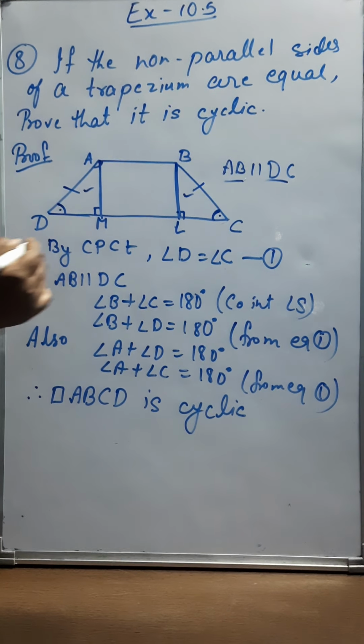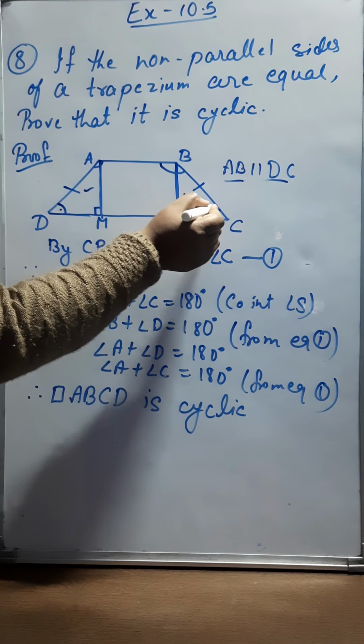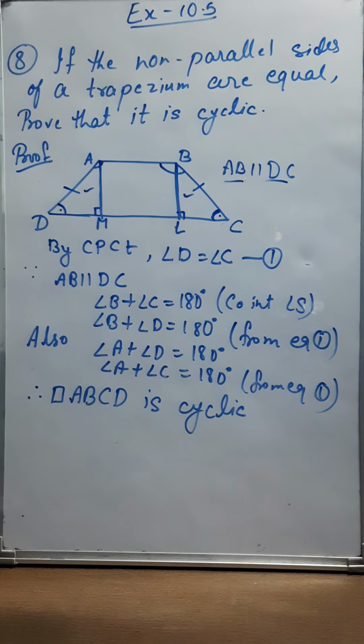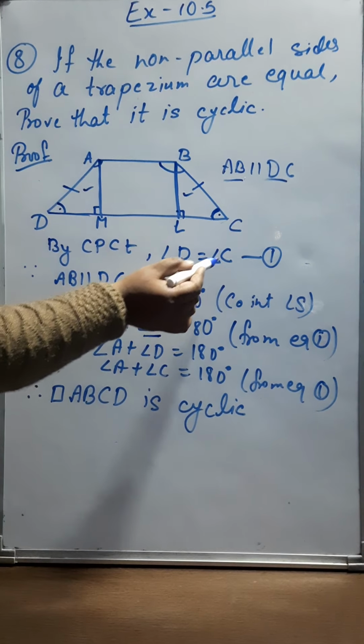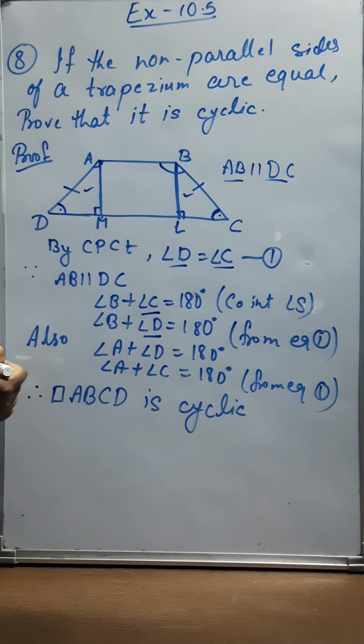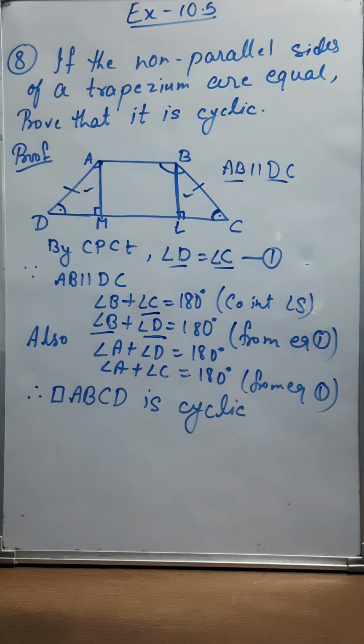Now you see carefully, since AB is parallel to DC, angle B plus angle C is equal to 180 degrees, because these two are co-interior angles. So angle C can be replaced by angle D, because just now we have proved angle C is equal to angle D. So we get angle B plus angle D is equal to 180 degrees.